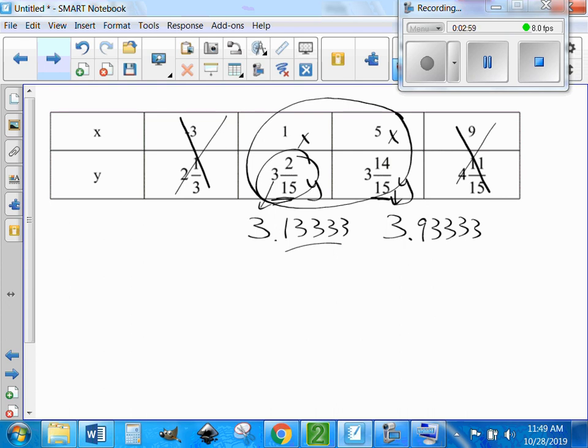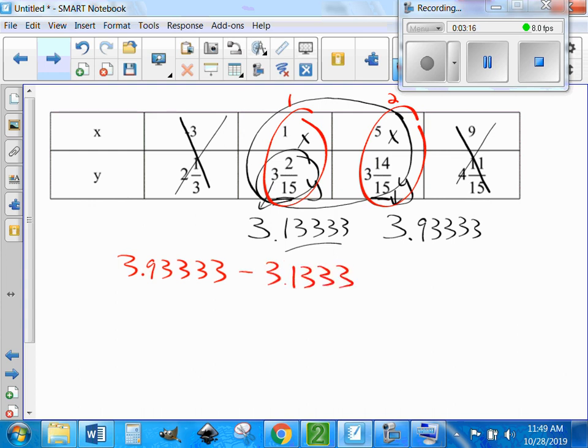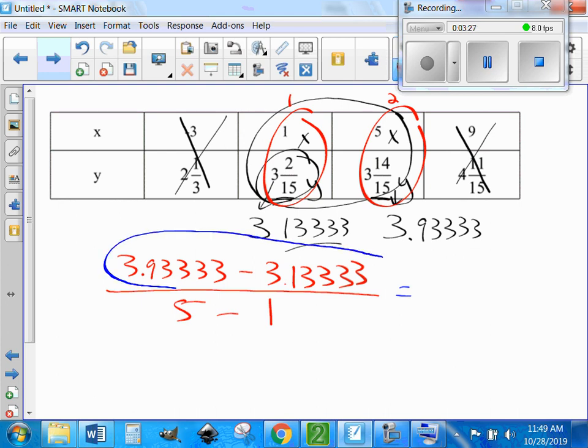Okay, so now we're going to go through our y2 minus y1. So I'm going to call this my second point and this my first point. So my y2 is the 3.9 with a bunch of 3s minus the y1, and over x2 was 5 minus x1 was 1. Okay, so now when I type this in my calculator, actually all this repeating stuff ends up canceling, and we end up with just a nice 0.8 over 4, and that reduces to a nice 0.2. So that is our slope. Our slope is 0.2.